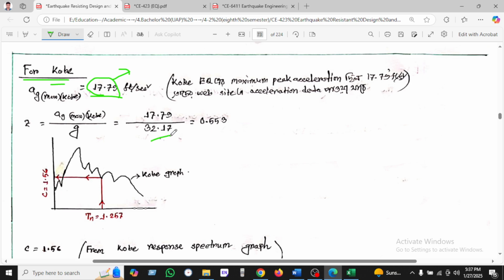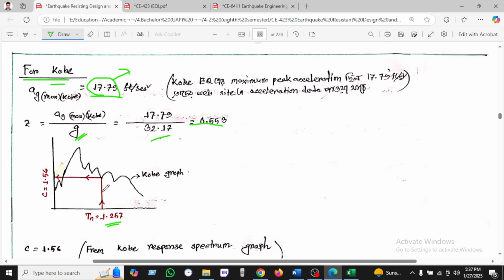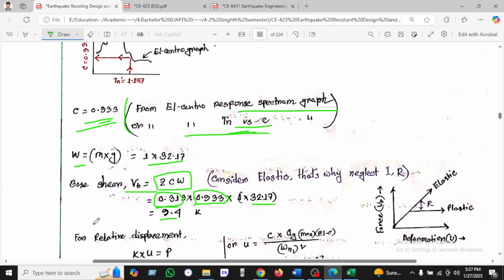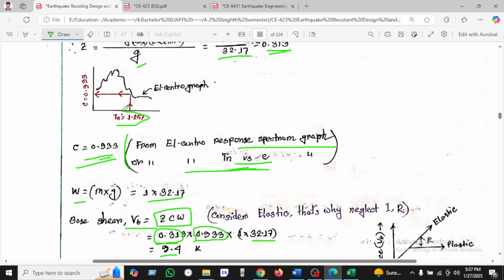We found 17.79, divided by 32.17, the value of g, and found 0.55. For the Kobe ground motion, the time period is found to be 1.275, and with respect to 1.275 you will find C as 1.57. Why do we take 1.275? Because based on this information we found 1.275. That's why we go to 1.275 in the El Centro graph and find the C value.